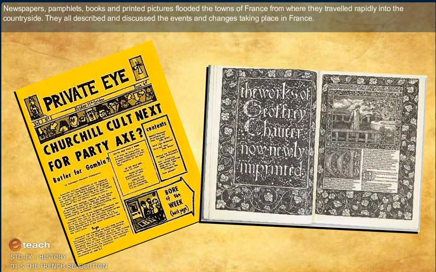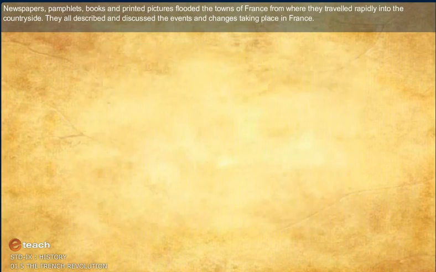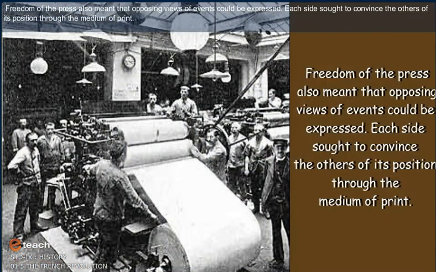Newspapers, pamphlets, books, and printed pictures flooded the towns of France, from where they travelled rapidly into the countryside. They all described and discussed the events and changes taking place in France. Freedom of the press also meant that opposing views of events could be expressed. Each side sought to convince the others of its position through the medium of print.